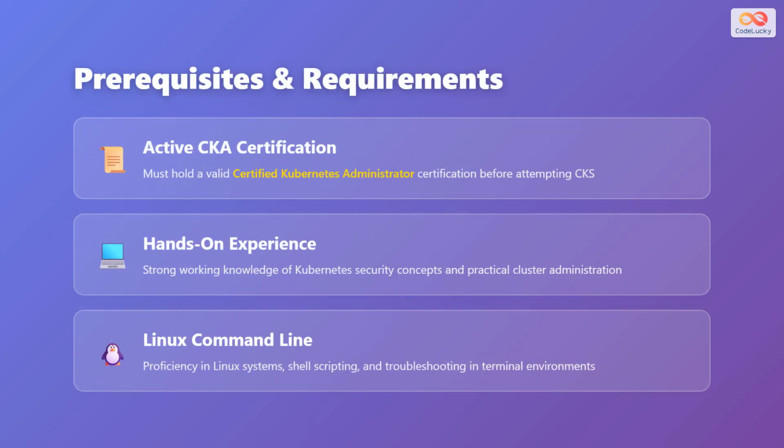Before attempting the CKS exam, you need to meet several important prerequisites. First and foremost, you must hold an active CKA, or Certified Kubernetes Administrator certification. This ensures you have a solid foundation in Kubernetes administration. Beyond the certification requirement, you should have strong hands-on experience with Kubernetes security concepts and practical cluster administration. You'll also need proficiency in Linux systems, including shell scripting and troubleshooting in terminal environments, as the exam is entirely command-line based.